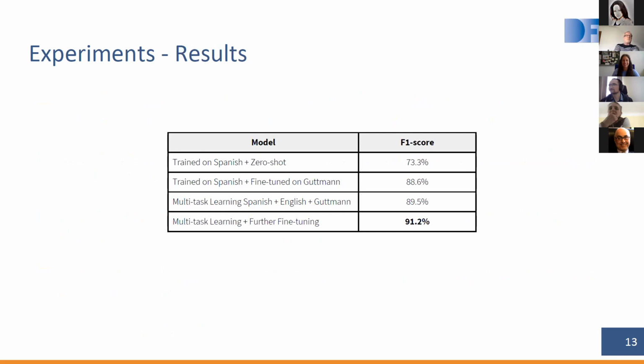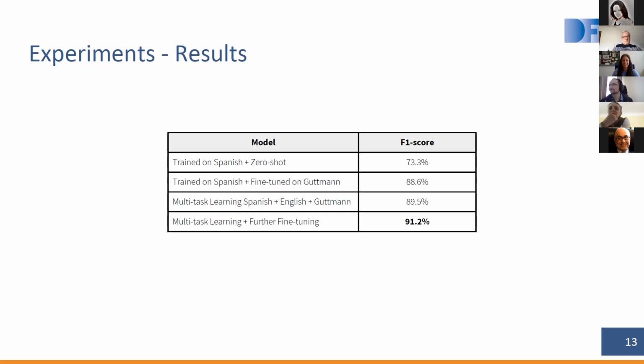If we apply the Spanish model, which is trained in the medical domain but usually a different area, in a zero-shot experiment, we get around 73.3 F measure. If we do a fine-tuning with our small noisy data from Goodman, you see that helps very much: 88.6 F measure.